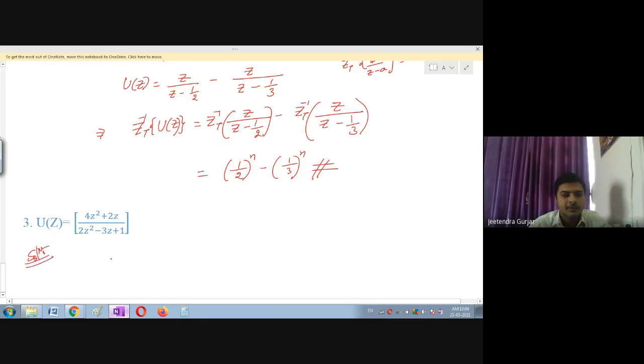So first step, please remember what you are going to do. You are going to express this U of z in terms of partial fractions. You have to remember the first step, that is, it must be written in terms of U of z divided by z. So you can simplify like this. You take z common in the numerator, so this becomes 4z plus 2, and the denominator is as it is, 2z squared minus 3z plus 1, right? So z I will take in the numerator, that is U of z upon z.